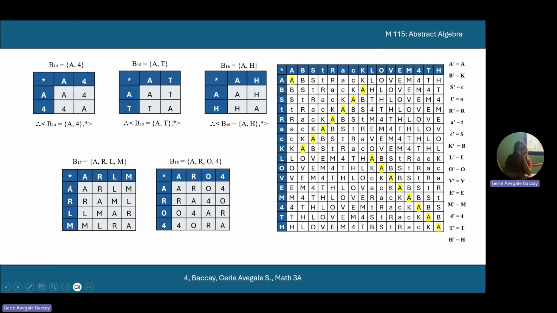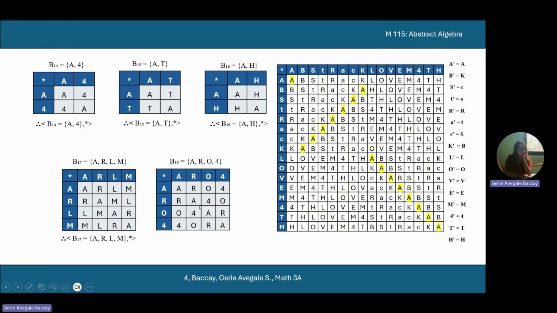We know that the inverse of A is A, and A is an element of B sub 17. The same with R and L. And the inverse of M is M, and M is an element of B sub 17. That's why it is a subgroup. And then let's check for B sub 18.